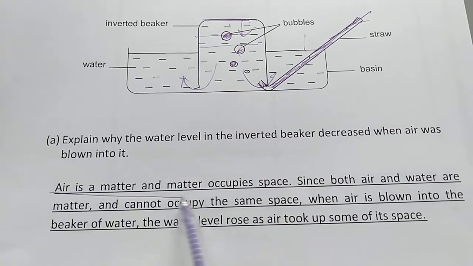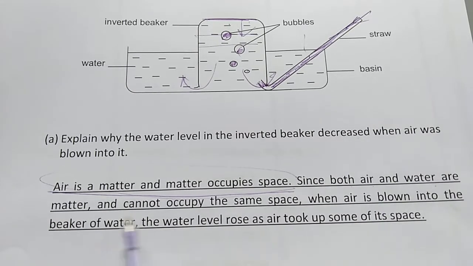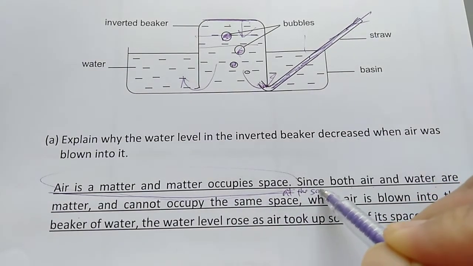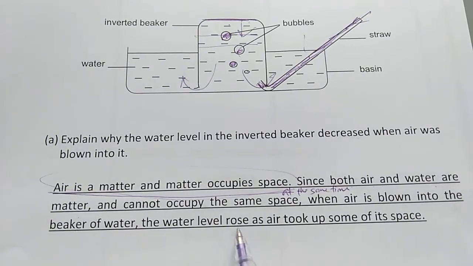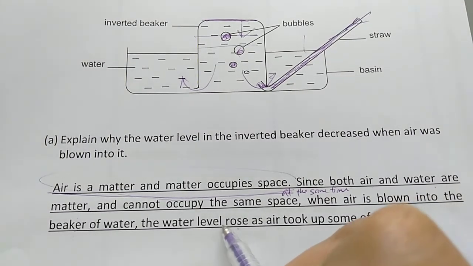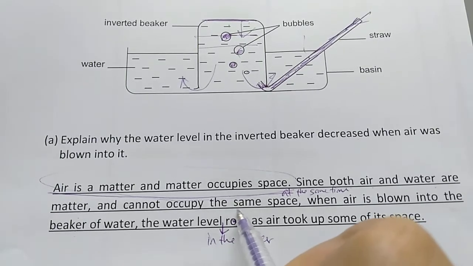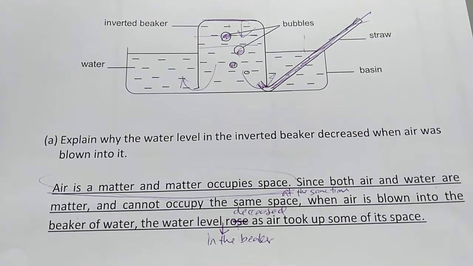But this is not enough as an answer. This is what I call a motherhood statement. You must always explain further. Since both air and water are matter and they cannot occupy the same space at the same time, when air is blown into the beaker of water, the water level in the beaker decreased, not rose, okay? Decreased as air took up some of its space.